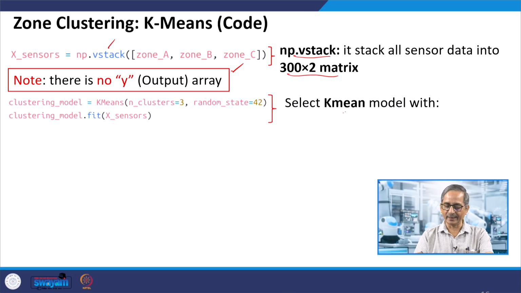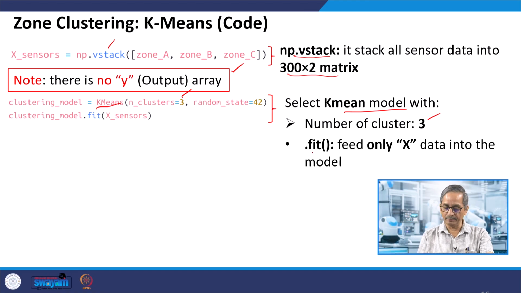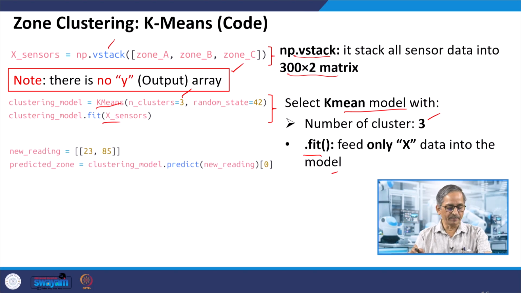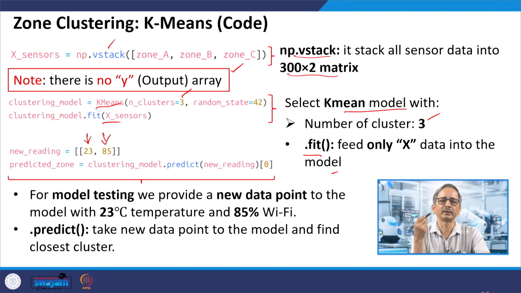So here we select the k-means model with the number of clusters as 3, and we use dot fit, which feeds only the x data into the model. My new reading is 23-degree temperature and 85% Wi-Fi strength. For the model testing we provide a new data point to the model; dot predict will take the new data point and find the closest cluster.